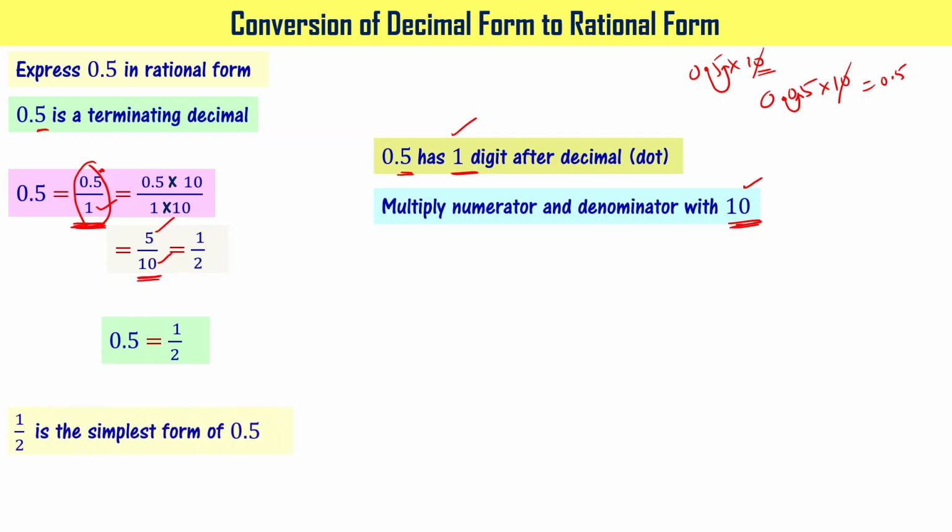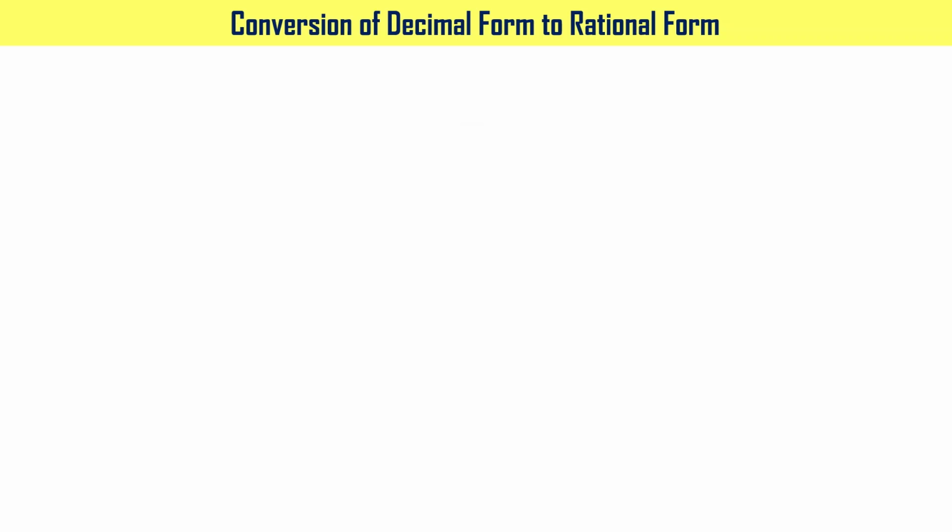We can say that half is the simplest form of 0.5. 1 by 2 is the simplest form of 0.5. 5 by 10 is also an equivalent rational number, but we want to write it in the simplest form. That's why we have divided both numerator and denominator of 5 by 10 with the number 5, so that we got 1 by 2 as the rational number, which is equivalent to 0.5. Got it? Now let's look at another problem.